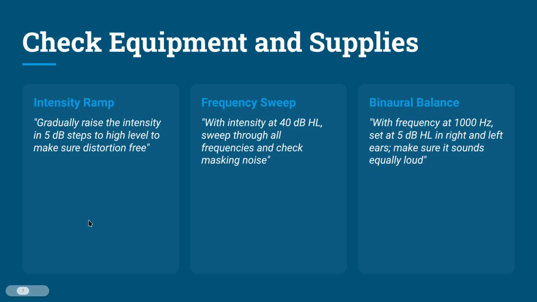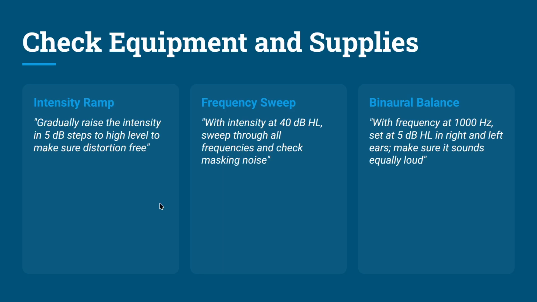You want to ramp up the intensity, gradually raising it in 5 dB steps to a high level, to make sure that it's distortion free, and that you don't get distortion when you're turning up the intensity level. You want to do a sweep frequency check.